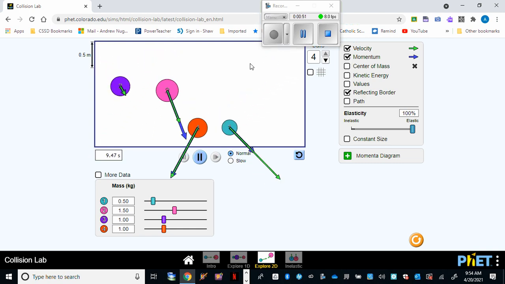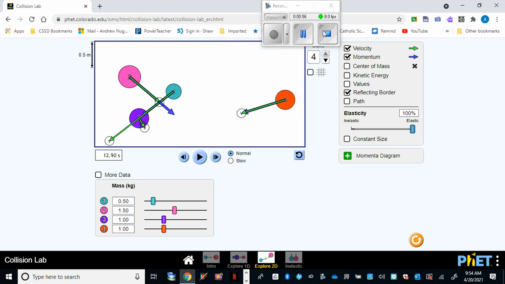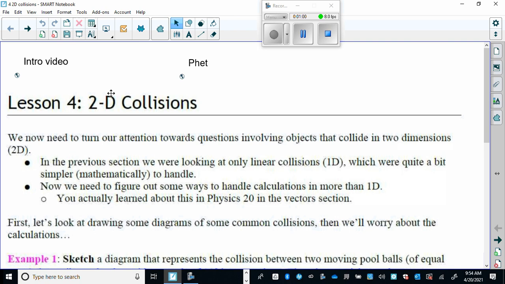Okay, I can't play too much of that because it takes up a lot of memory. Let's stop that and go to our lesson. Two-dimensional vectors. In terms of mathematics, calculations, this is the toughest thing you're probably going to do all year in Physics 30. This is the most complicated thing you're going to do mathematically.